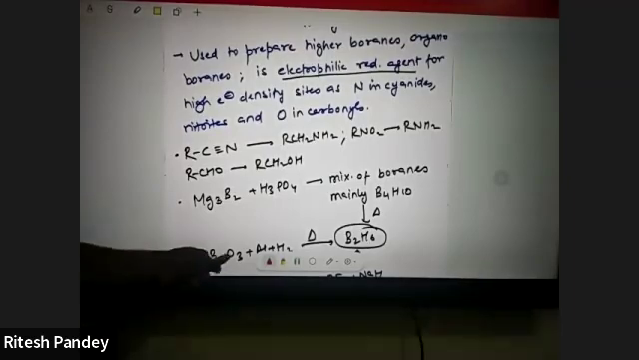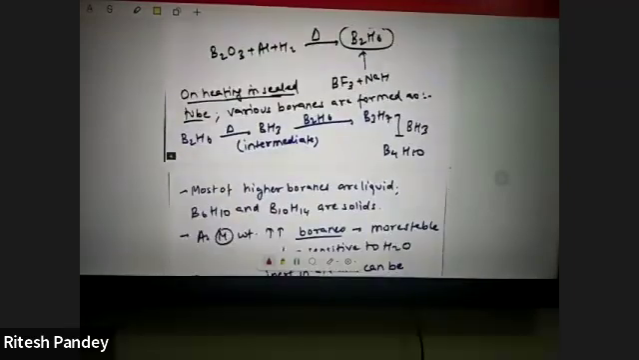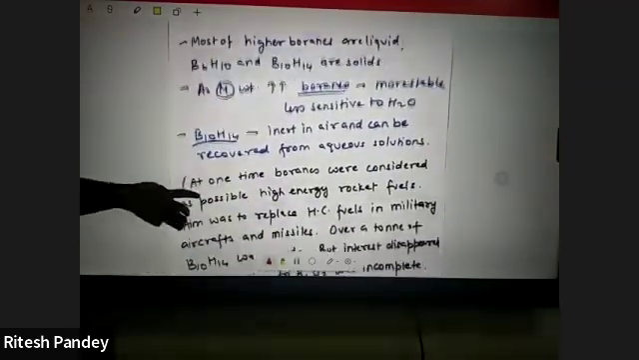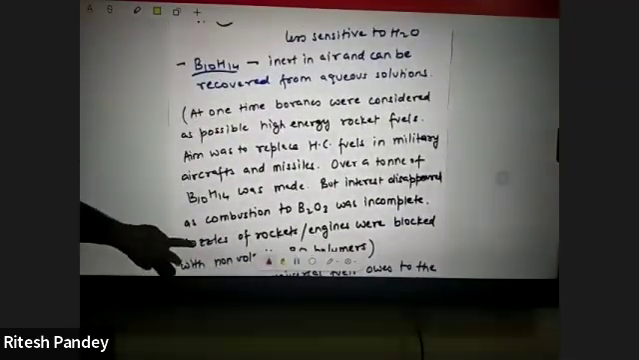A boride will give you a mixture of boranes, mainly B4H10. On heating in a sealed tube, various boranes are formed. So the next important fact I reckon is B10H14 is inert in air.